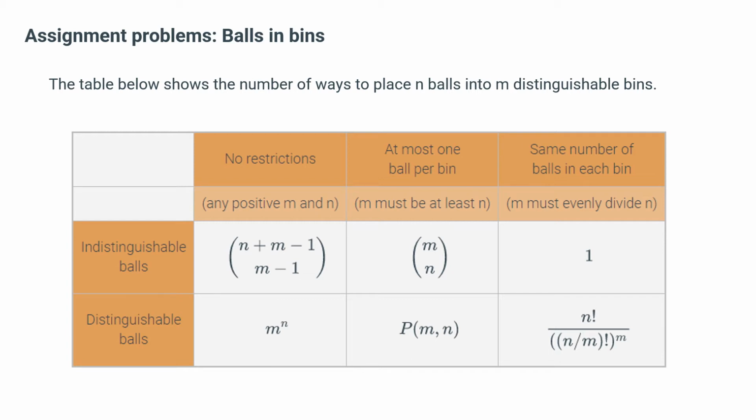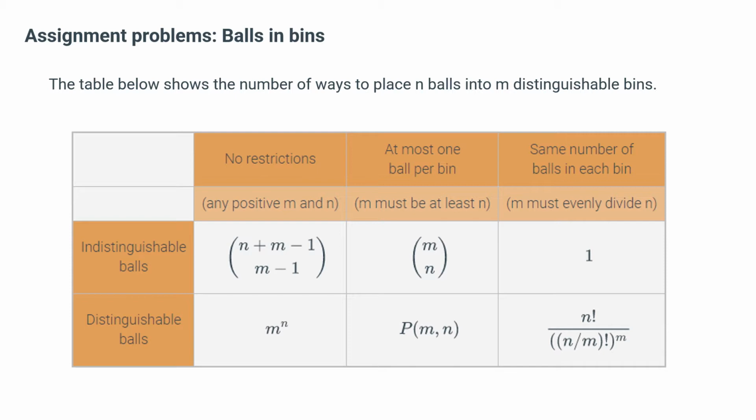We've come to our last lesson in the counting unit, and this lesson is called Assignment Problems, Balls in Bins. Now, right at the end of the last lesson, we did have an example of a problem where we had a certain number of balls and a certain number of bins, and we needed to distribute them. That was under certain situations, but as you can see by this chart here, we have all kinds of possibilities.